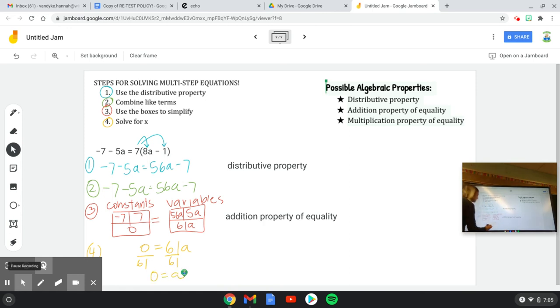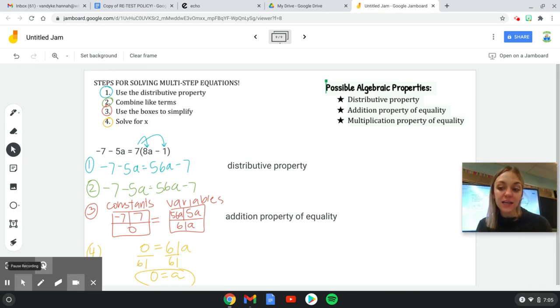a. So my answer is that a is equal to 0, and when I do this last step, when I divide both sides by the same number, I'm using the multiplication property of equality. The multiplication property of equality covers multiplication and division. And that is the solution to this multi-step equation.